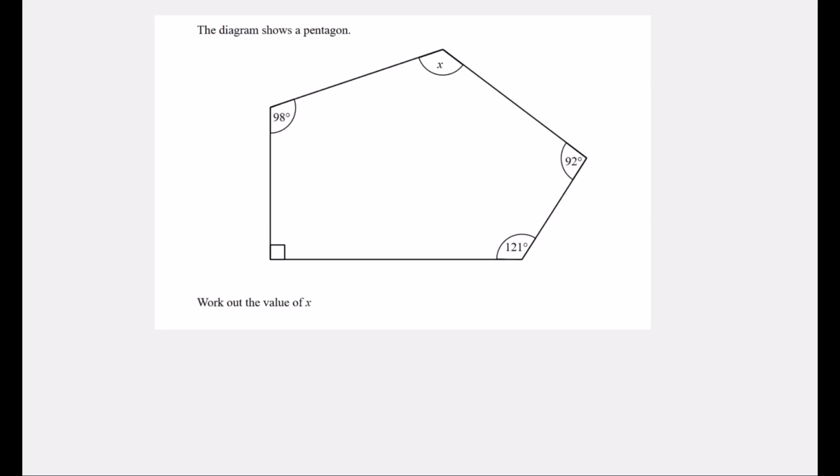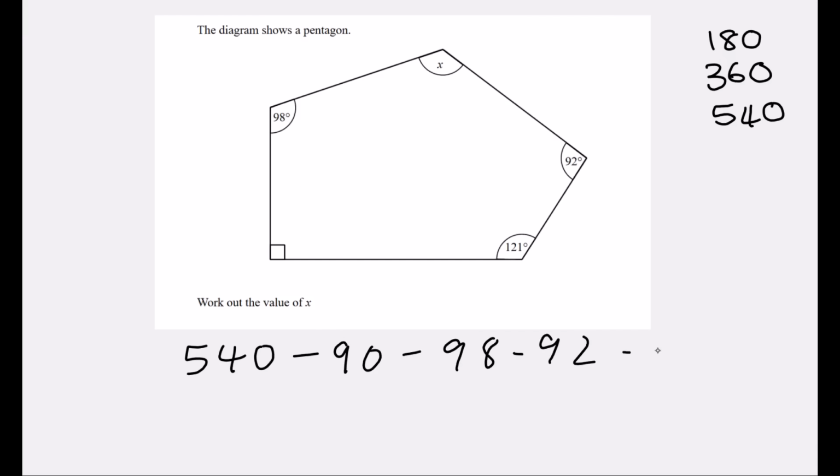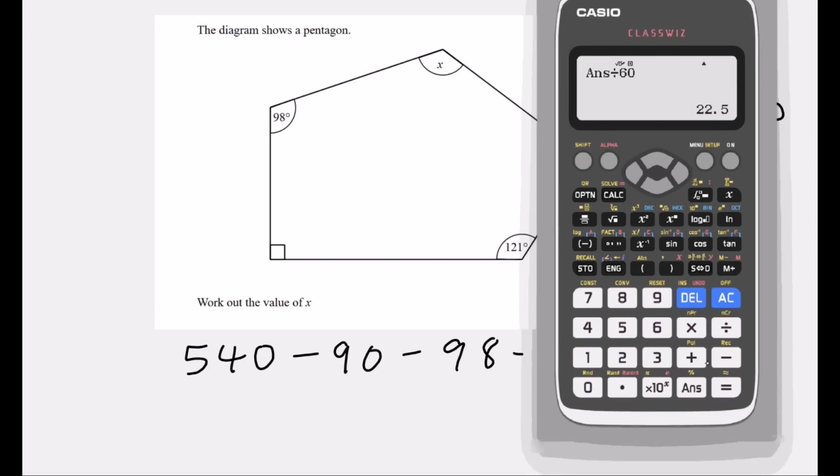Question 28. The diagram shows a pentagon. A pentagon is a 5-sided shape. Work out the value of x. We need to know what the angles in a pentagon add up to. A triangle is 180 degrees. A quadrilateral is 360. We go up by 180 every time. A pentagon is 540. So we just keep adding 180 degrees for each extra side. So it's 540, take away all the angles we know, which is 90, 98, 92, and 121. And we get 139 degrees.